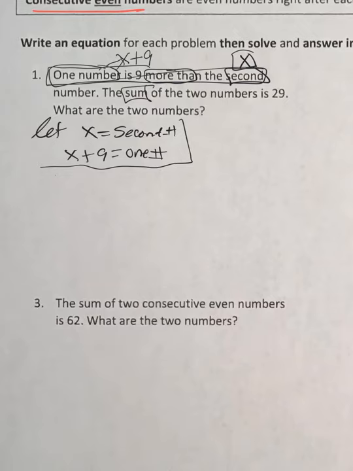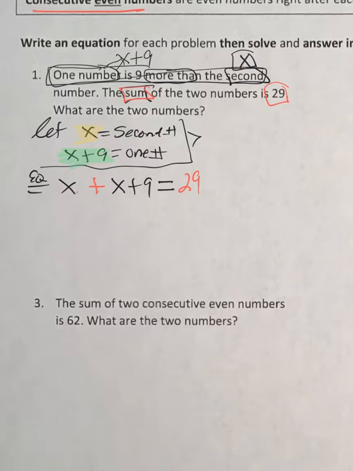Now we're just going to add those two numbers together, because remember it says the sum. The sum means you're going to add numbers together, and we want the sum of those numbers to equal 29. The first number is x, the second number, and then x plus 9 represents the other number. So we just have to show adding those two together: x plus x plus 9. That's showing that we're adding these two numbers together, and that's the equation.